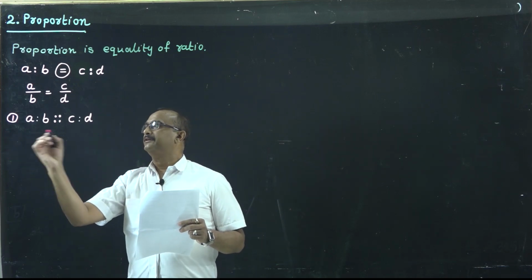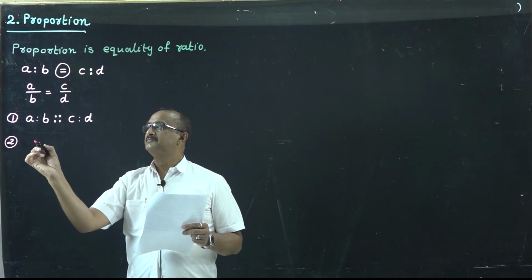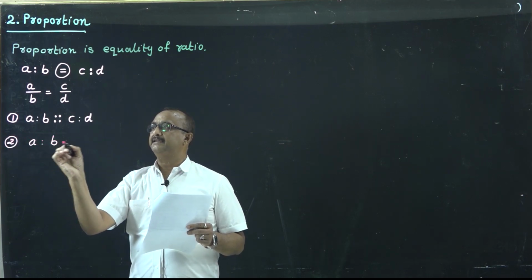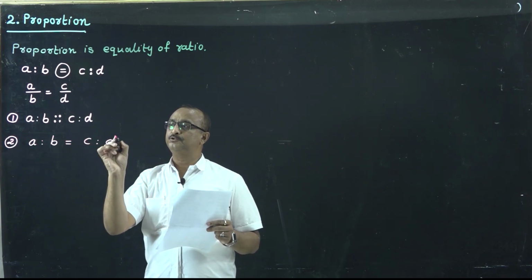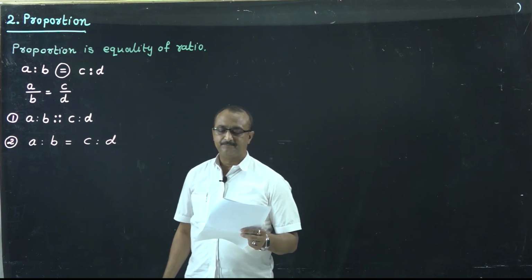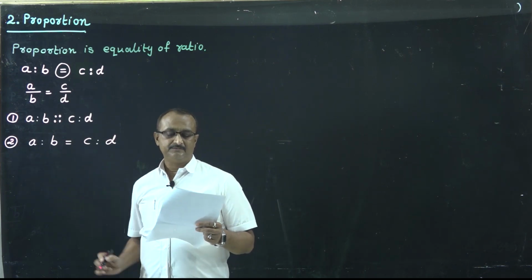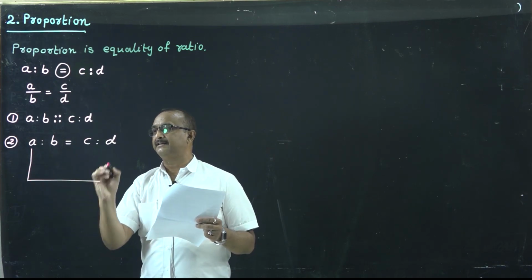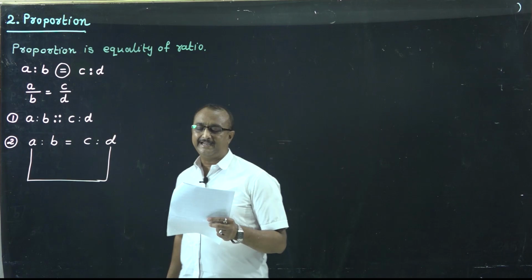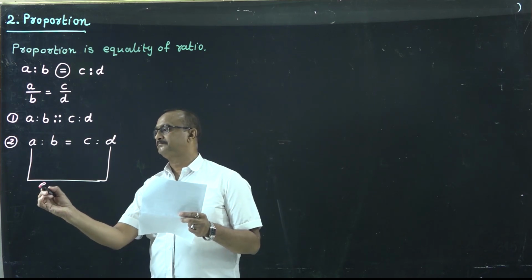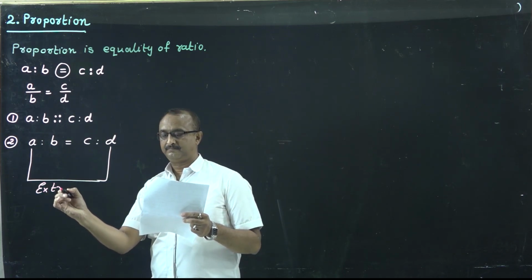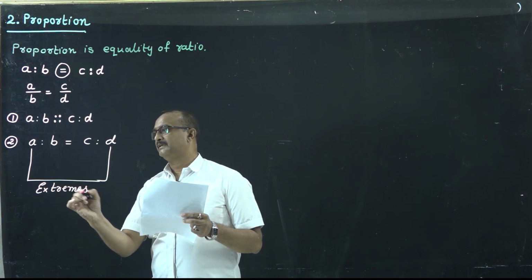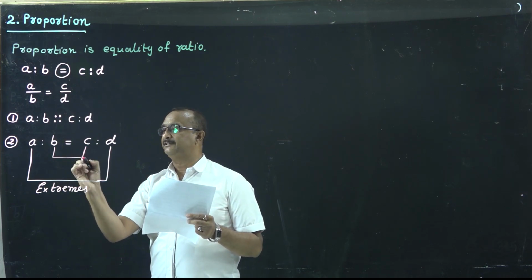Okay. Now second point, A is to B equal to C is to D. See, this is called A and D. A and D are called extreme terms. And these are called mean terms.